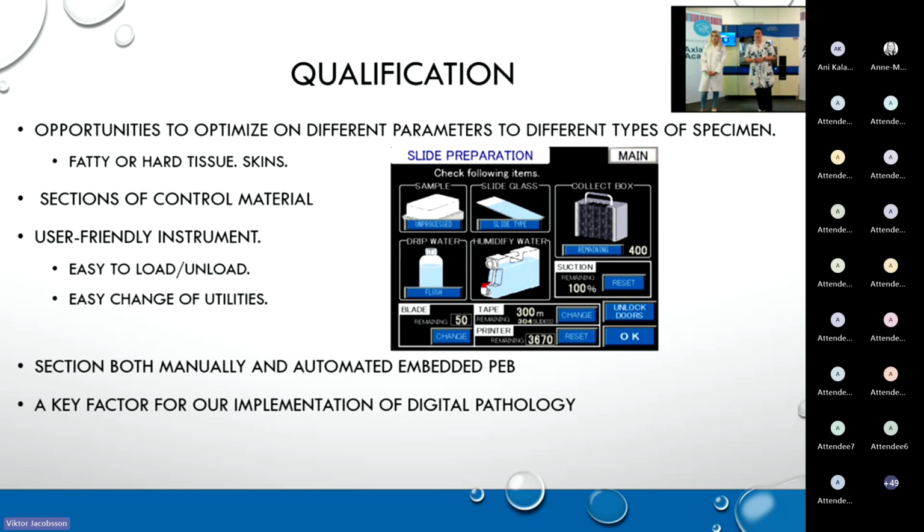Again, I think I have said it, but the system has been a key factor for our implementation of digital pathology. We had thought that we should spend years trying to implement digital pathology. But actually, because we had that standardized slide, and a high quality of our sectioning, it only took a few months to be fully implemented on the digital pathology.